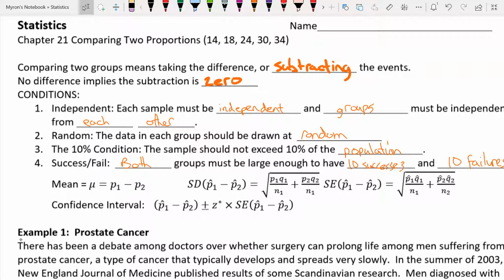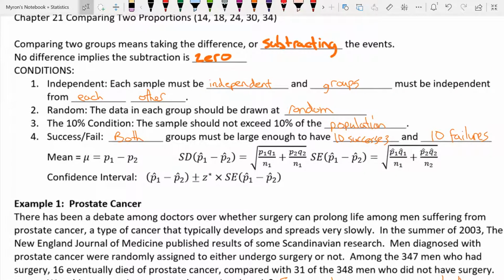So it's like two different groups and we're seeing if their percentages are different. So no difference implies that when you subtract them, it should be equal to 0, right? Because they're the same. And we're going to try to prove that they're not the same, that one is bigger than the other, one is smaller than the other, or something like that.